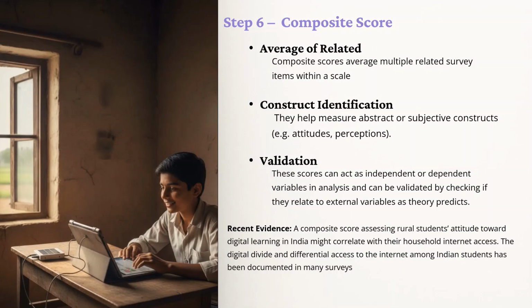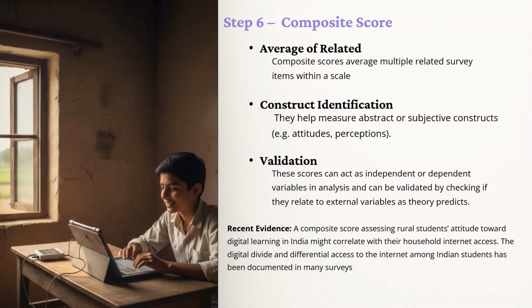As step 6, we can have the validation of composite score. Composite scores average multiple related survey items within a scale. They help measure abstract or subjective constructs like attitudes or perceptions. These scores can act as independent or dependent variables in analysis and can be validated by checking if they relate to external variables as theory predicts.